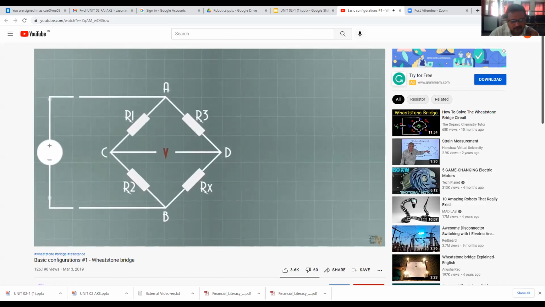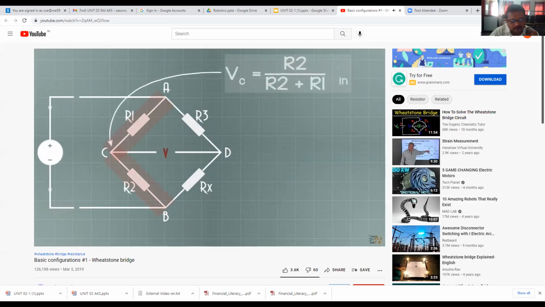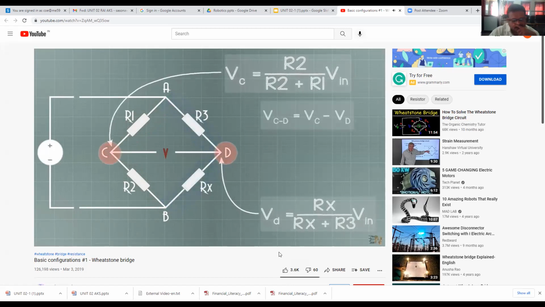So here's how this works. Between the points A and B, we have 2 voltage dividers. One divider is made by R1 and R2, and the other one is made by R3 and the unknown resistor. Using the voltage divider formula, we get that the voltage on point C is R2 divided by the sum of R1 and R2 and multiplied by the input voltage. And the voltage on point D is Rx divided by the sum of Rx and R3 and multiplied by the same input voltage. So the voltage drop between C and D is the voltage on C minus the voltage on D, and that is equal to this.